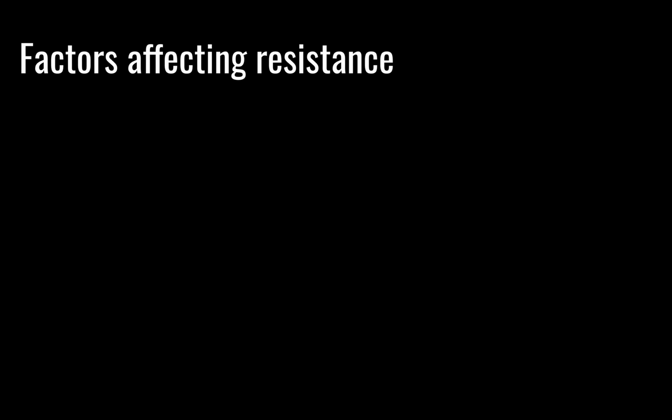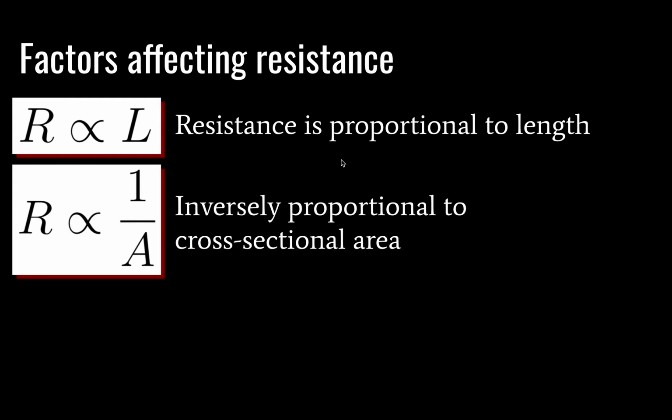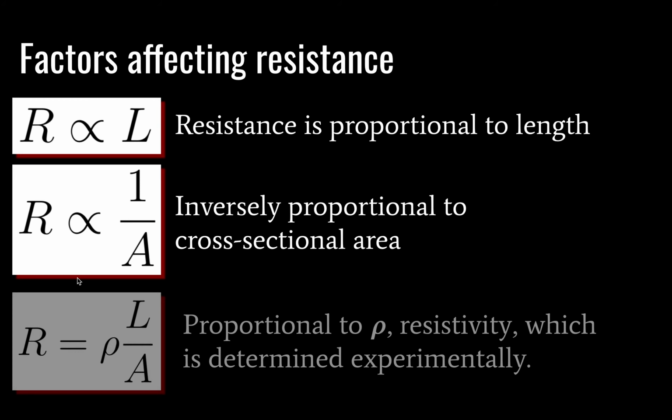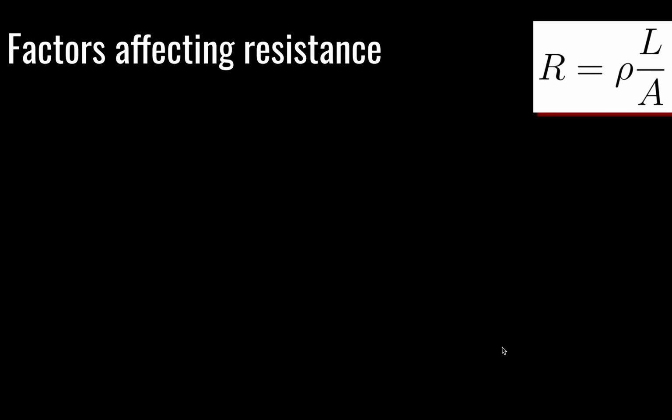Huge cringe. All right. So factors affecting resistance include the fact that resistance is proportional to length. Additionally, resistance is inversely proportional to cross-sectional area. And we can put all this together, and what we'll find is that resistance is equal to resistivity times length divided by area. And again, resistivity is determined experimentally.